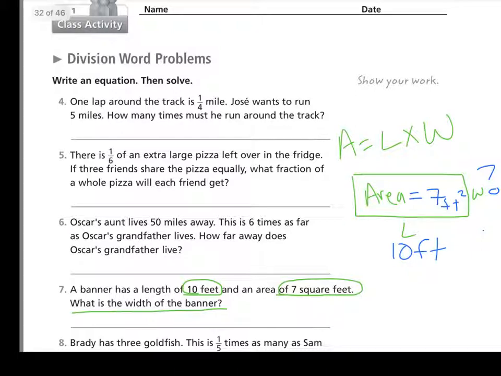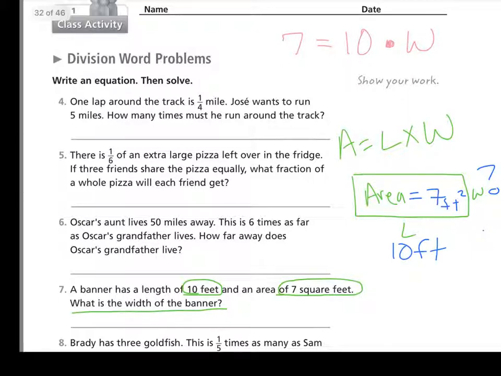So we can make sure that our answer is reasonable by knowing that it has to be a fraction, because we know that when we multiply a whole number times a fraction, we're going to get an answer that's less than our whole number. So how do we solve this when we don't know what that is? Well, we're going to use our formula, area equals length times width, and we're going to plug in what we do know. We know the area is 7, we know the length is 10, and we know we're going to multiply the length times the width, but we don't know the width. So we're going to make that W.